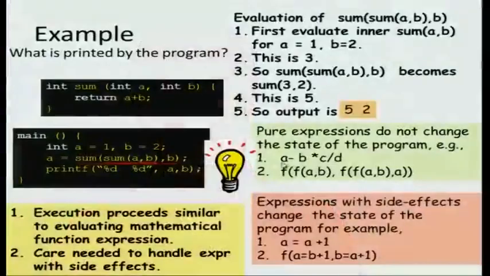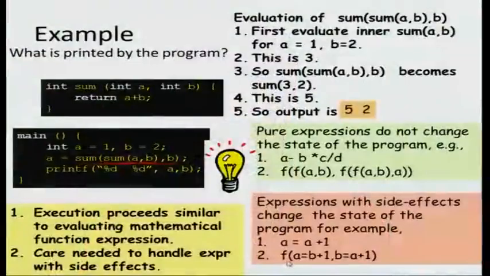Contrast this with previous expressions like a minus b star c slash d. You can see that unless you assign it to something, no variable's value is changing. It will just be evaluated and the value will be returned. Here the value will be returned, and also the variable a is changing.